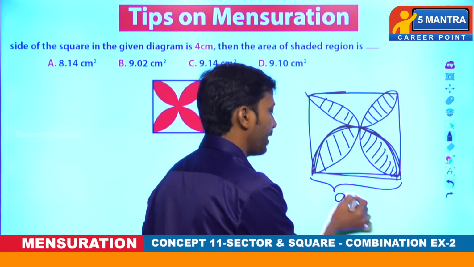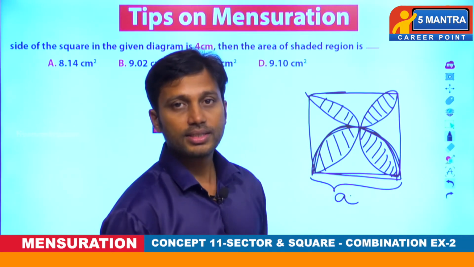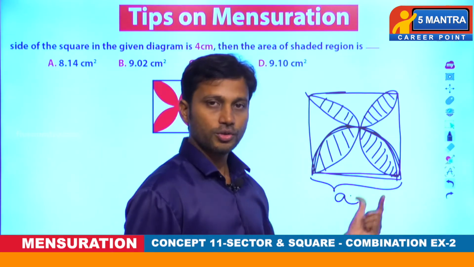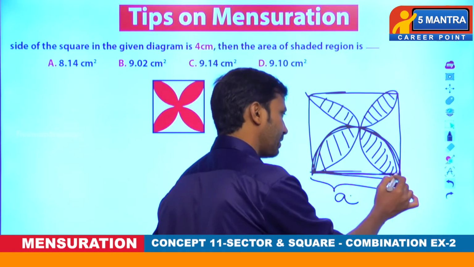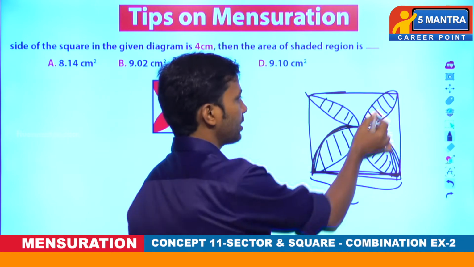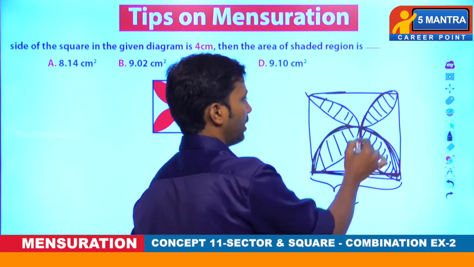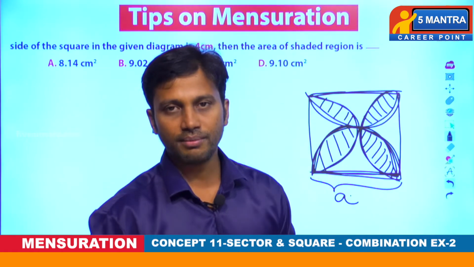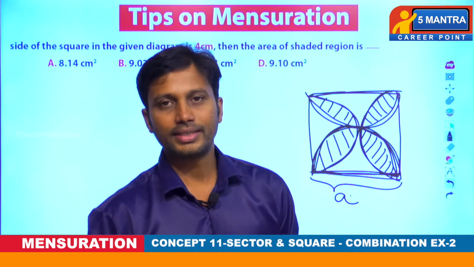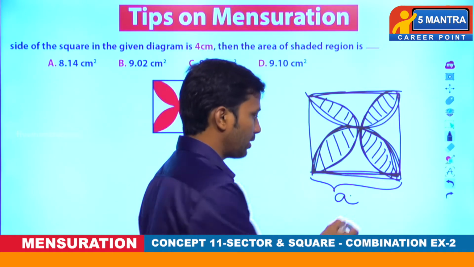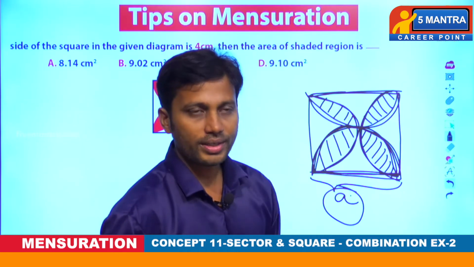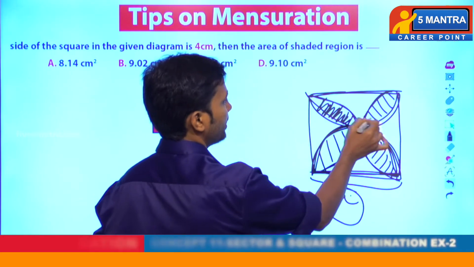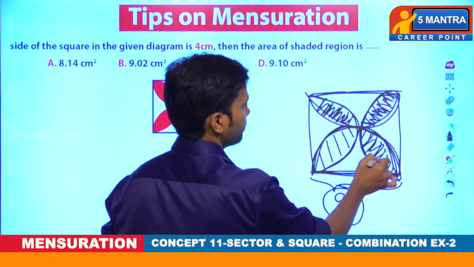See, here this is A, the side. That means the side and the diameter of every semicircle is also A, because this is a side and this is the diameter of the semicircle. Every semicircle, like this, like this, like this. These are all semicircles. For them, the diameter and the side of the square are both the same, and that would be A. Then what is the area of this shaded portion? That I told you in the earlier class.